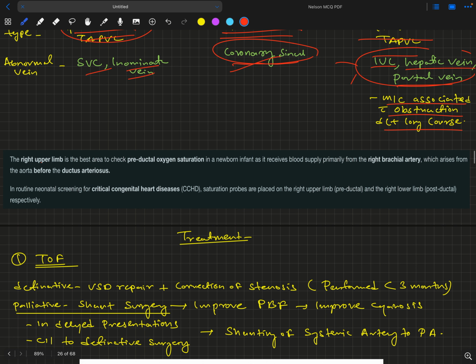The right upper limb is the best area to check pre-ductal oxygen saturation in a newborn infant, as it receives blood primarily from the right brachial artery.